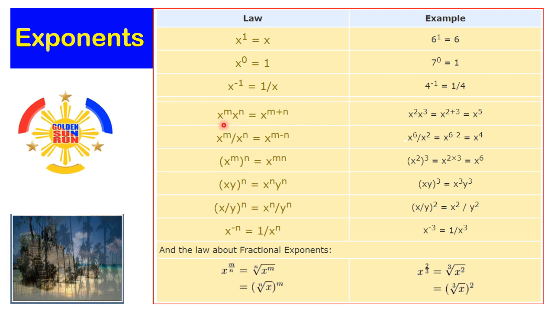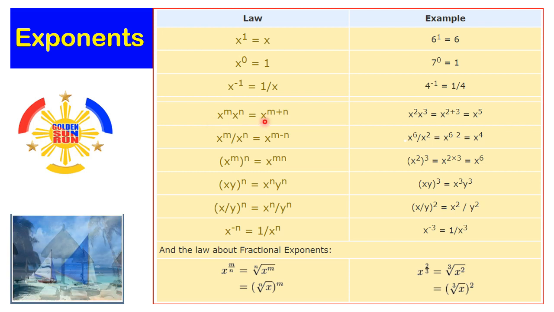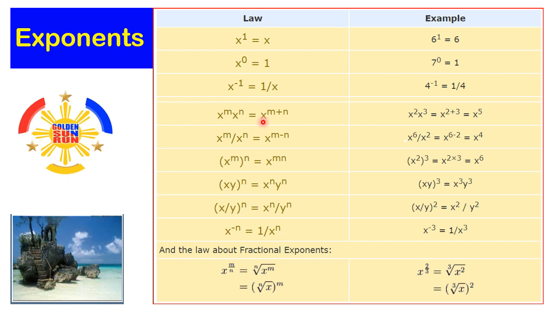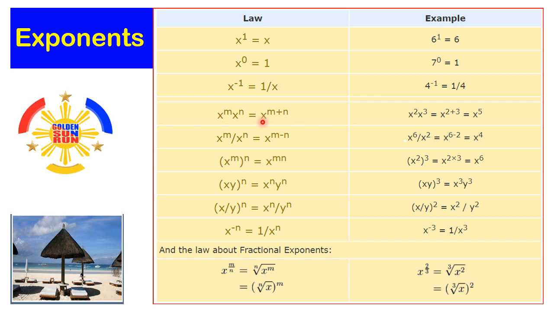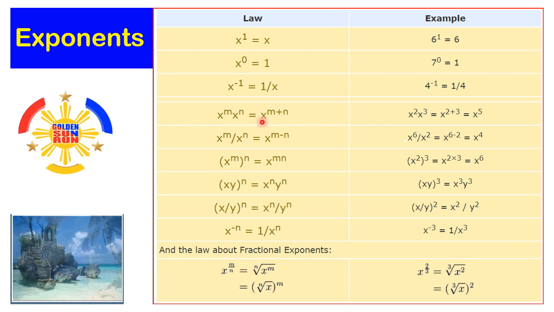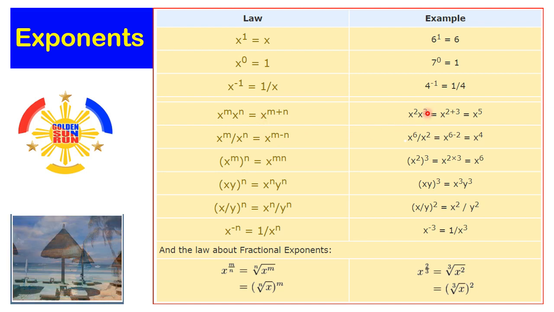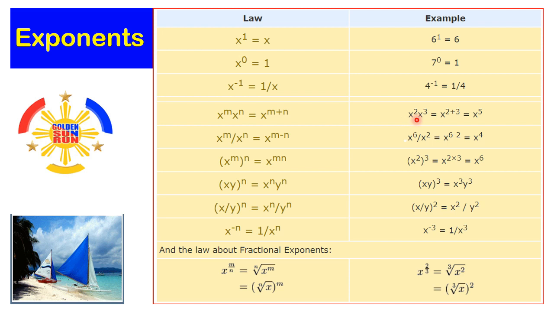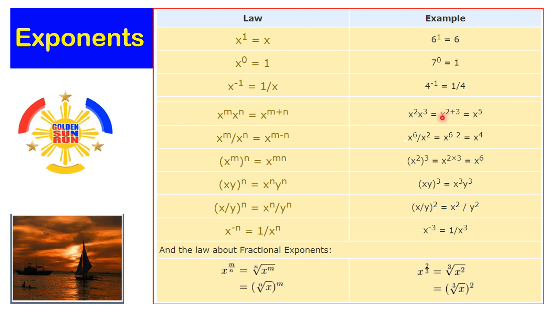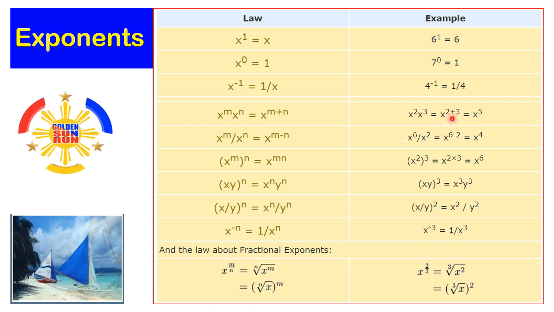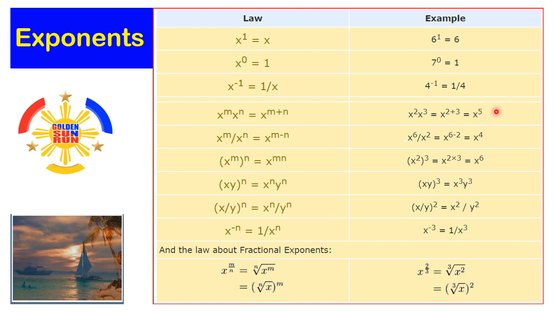Next, x to the m multiplied by x to the n is equal to x to the m plus n. When we multiply powers having the same base, we copy the base and we add their exponents. Halimbawa, x squared multiplied by x cubed is equal to x raised to 2 plus 3. Therefore, the answer is x to the fifth power.